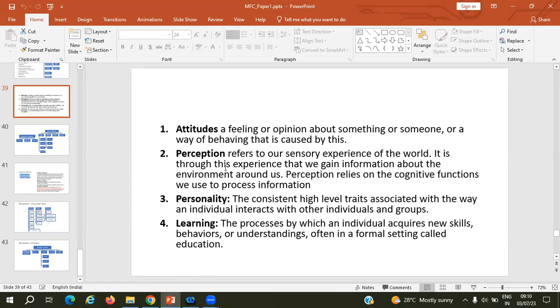All this human psychology, attitude, perception, personality, learning, they are different traits, different nature, and we will study the characteristics, different types, which are impacting the organizational behavior. That is the main concept, main theory in your syllabus, OB, organizational behavior.